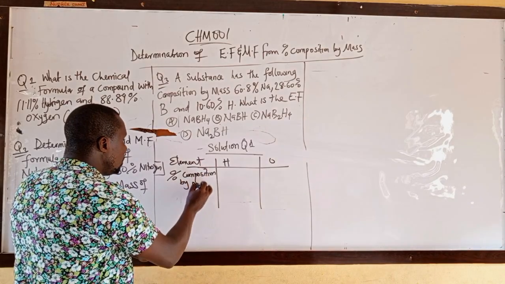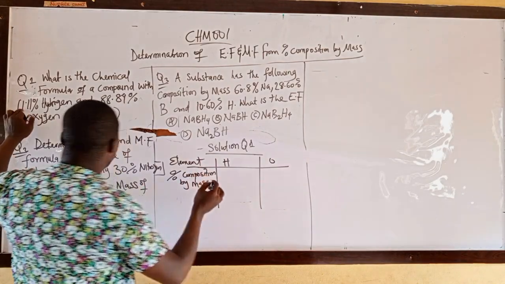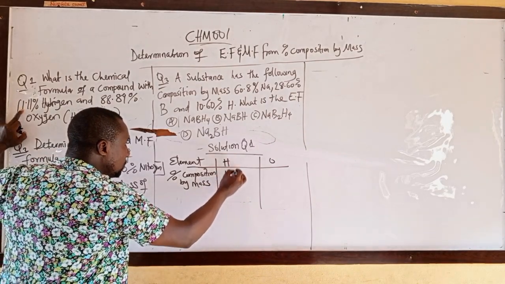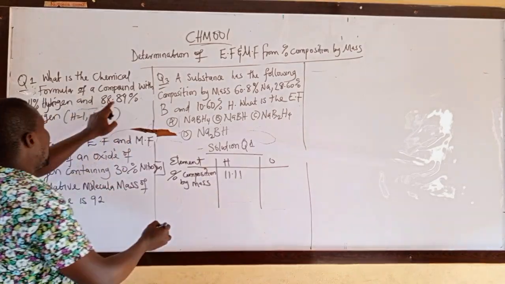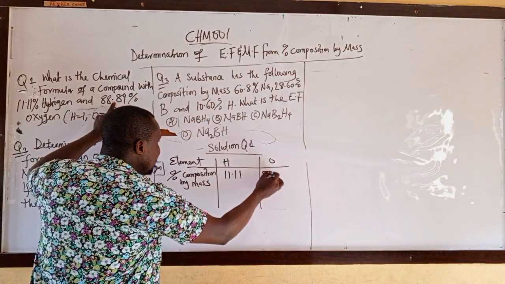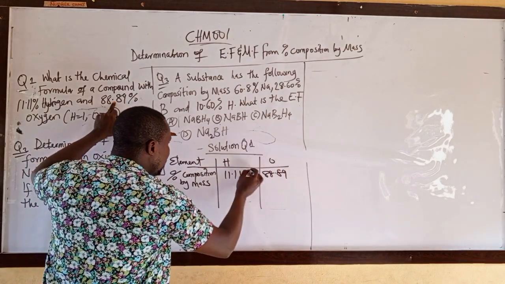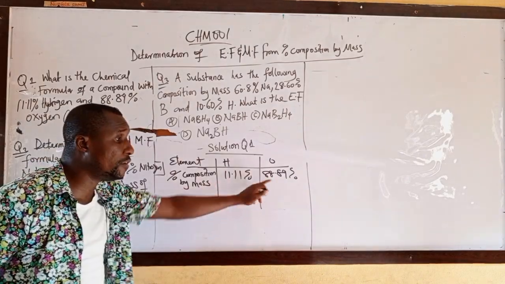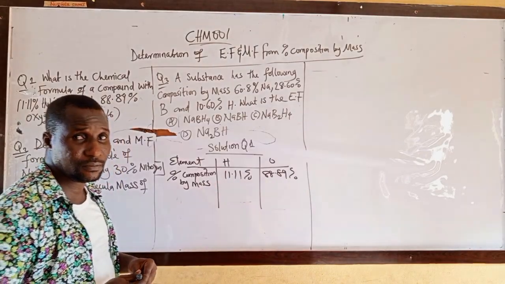The percentage composition by mass for hydrogen is 11.11, and for oxygen is 88.89%. Take note of that. And take note, the addition of the two must give you 100%.